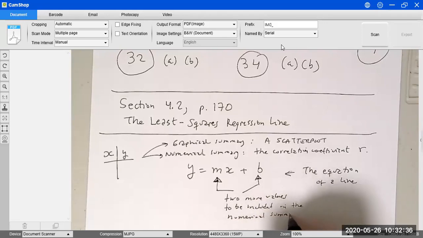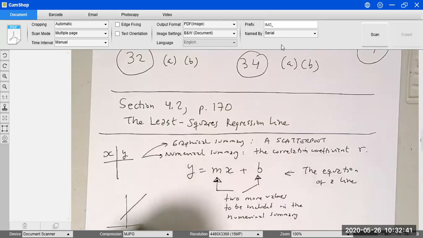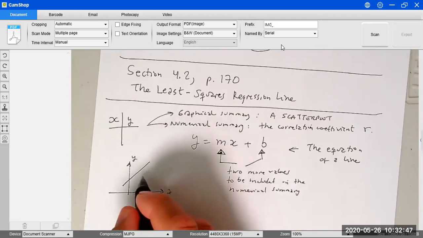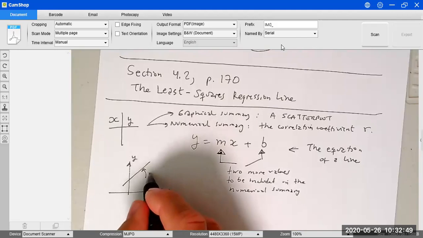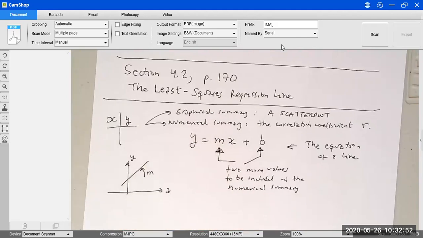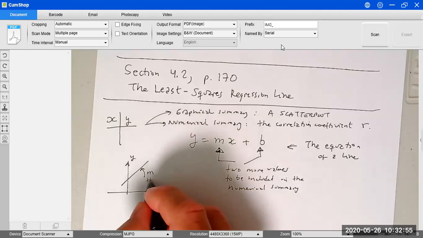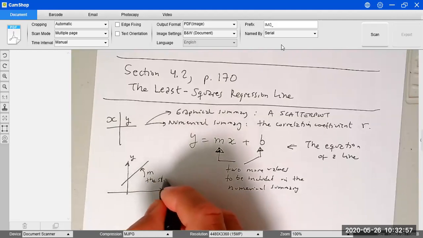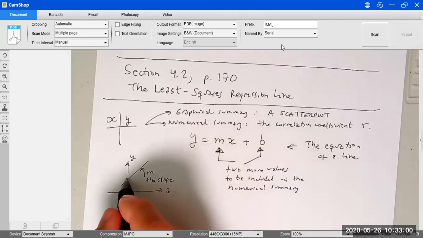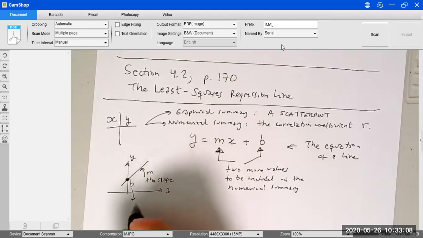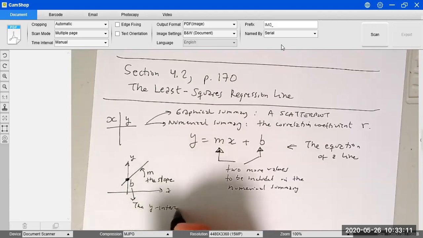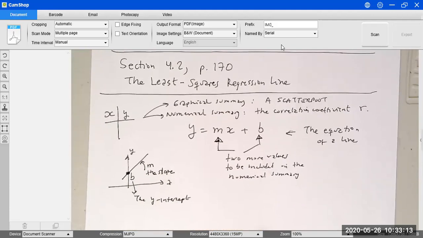So those values are going to be m, which is usually the slope of the line. So if you have a line here, m is going to be related to the inclination of the line, the slope. And b is going to be the intersection of the line with the y-axis, the y-intercept. That's what we learn in our algebra classes.